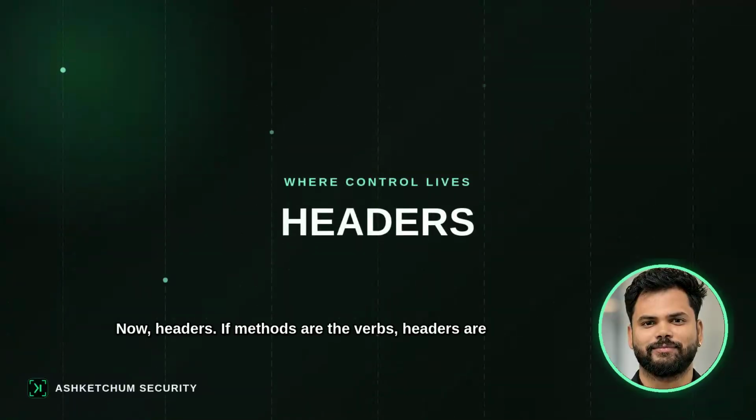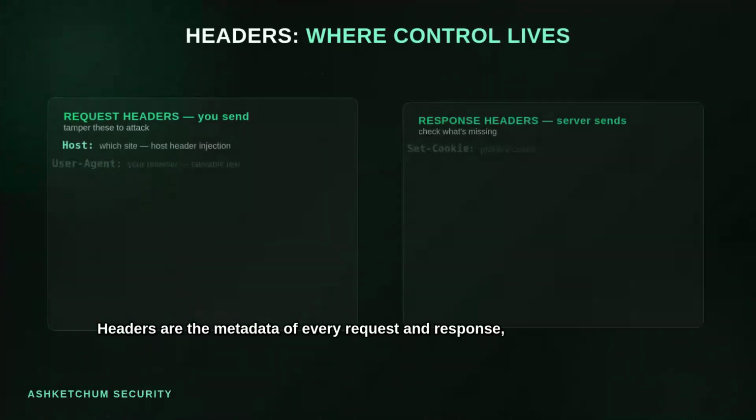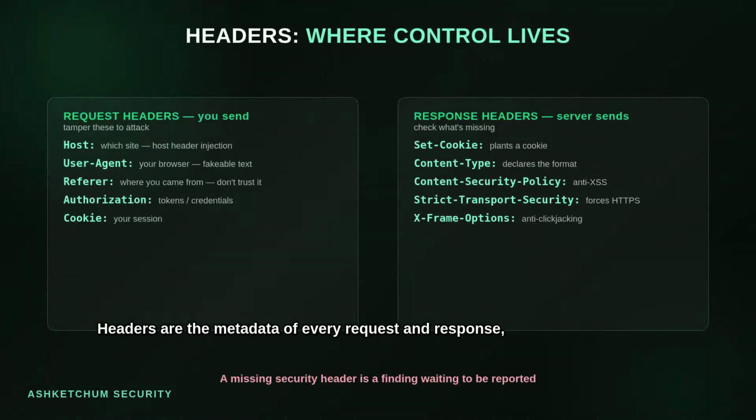Now, headers. If methods are the verbs, headers are where the real control lives and where a surprising number of hacks begin. Headers are the metadata of every request and response, and dozens of them matter. On the request side, the host header tells the server which site you want, and tampering with it leads to host header injection. The user agent identifies your browser, but it's just text you can fake. The referrer says which page you came from, and apps that trust it for security are asking for trouble. The authorization header carries tokens or credentials, and the cookie header carries your session.